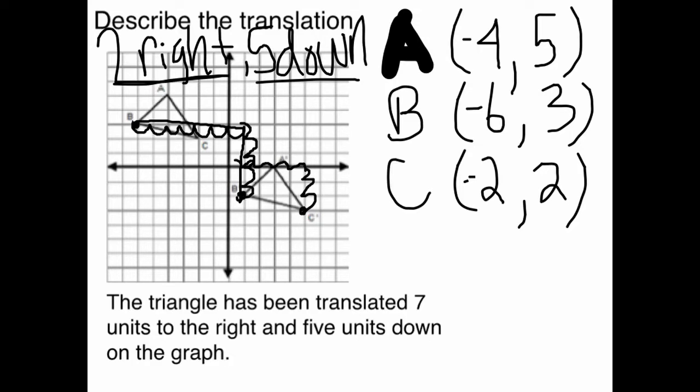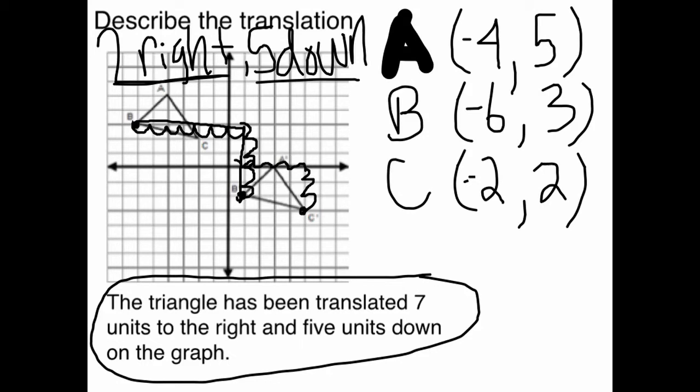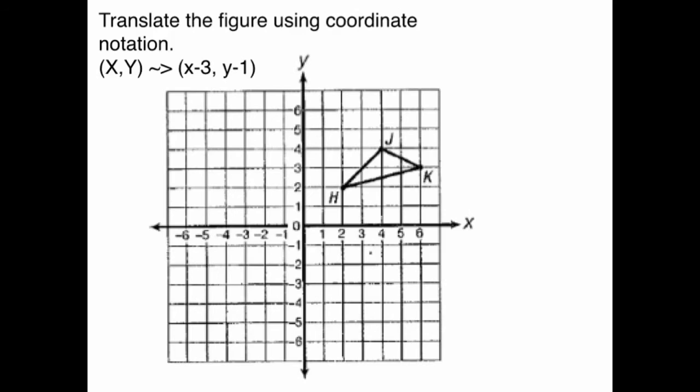All right, guys, so this is an exemplar response for describing the translation. The triangle has been translated 7 units to the right and 5 units down on the graph. It's in a complete sentence. It tells exactly what happened to this triangle. So make sure that this is filled in on your guided notes. And remember this for guided and independent practice. When you start working on your own, this is a good answer. All right, let's do another example.